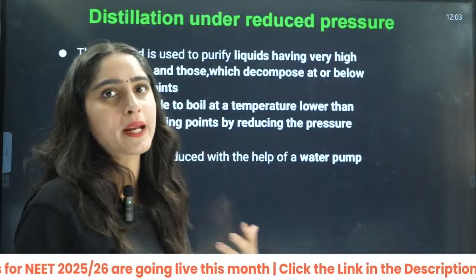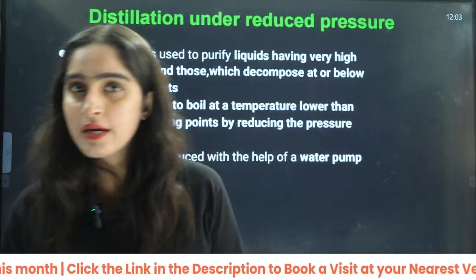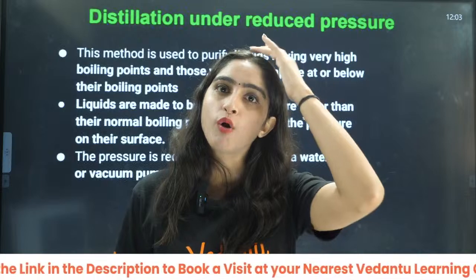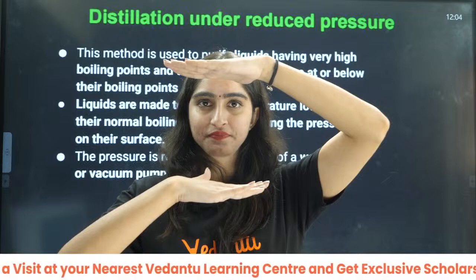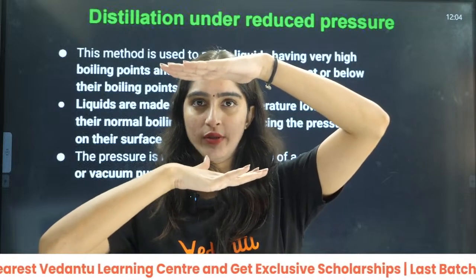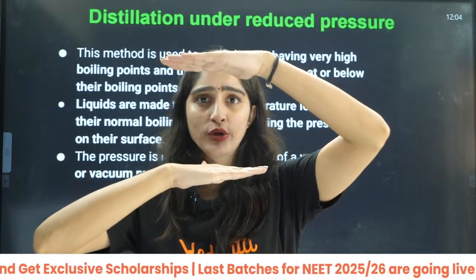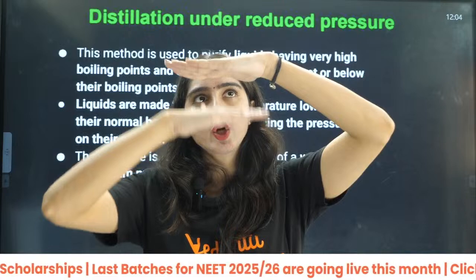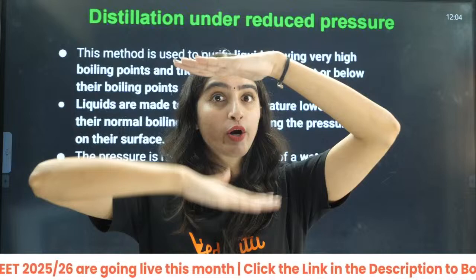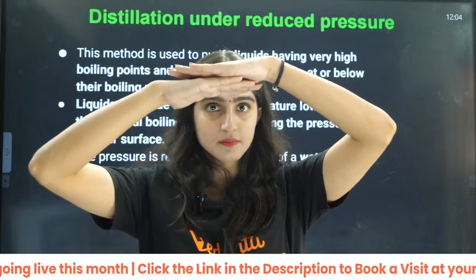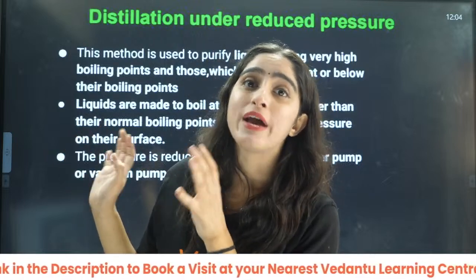In reduced pressure, what you do is you reduce the pressure of the atmosphere. Understood? This is your atmospheric pressure, and this is the vapor pressure of that compound. You want to equate these two, and only then you will reach the boiling point. But here the boiling point will be very high in this case. So this method is applied when the boiling point of the liquid is very high.